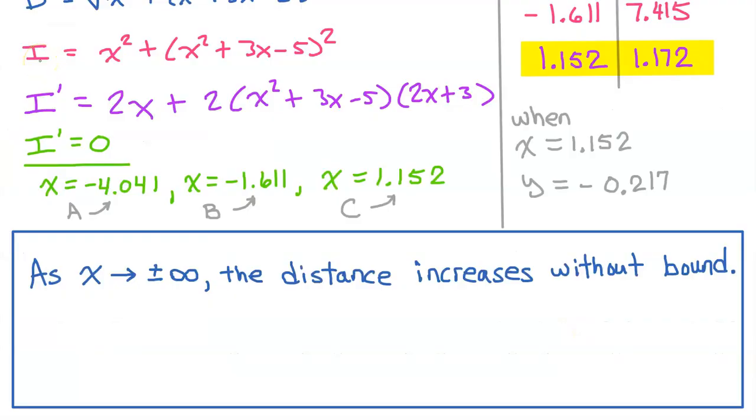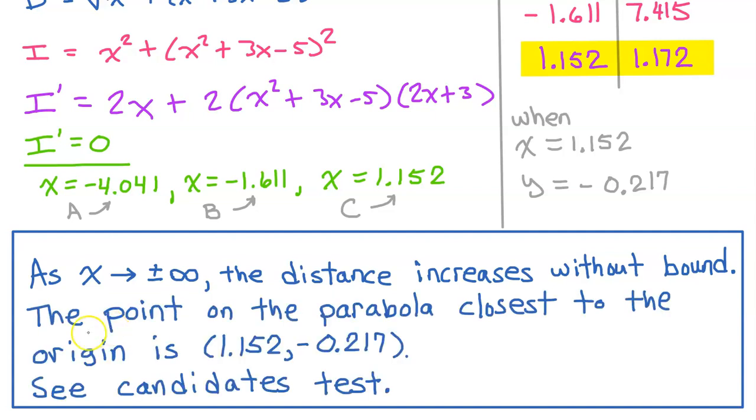In my summary, I'm going to start with this statement that explains why endpoints were not included in the candidates test. As x approaches positive or negative infinity, the distance increases without bound. The point on the parabola closest to the origin is 1.152, negative 0.217. See Candidates Test.